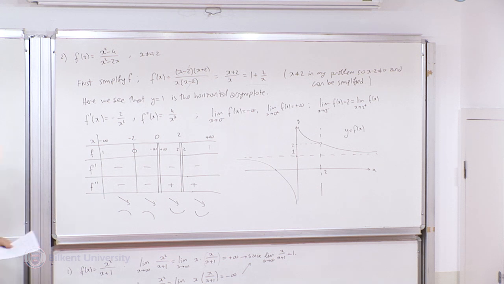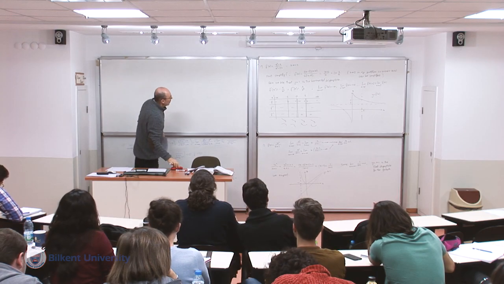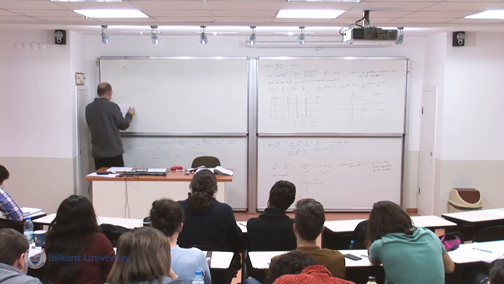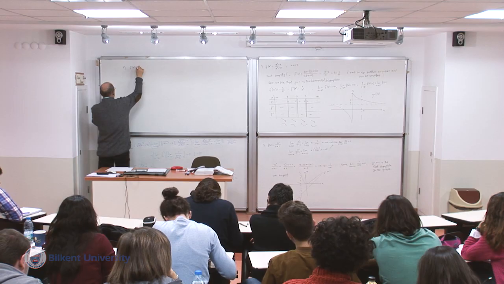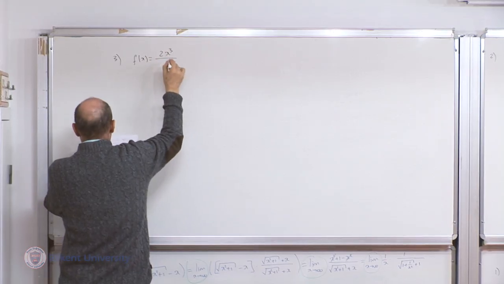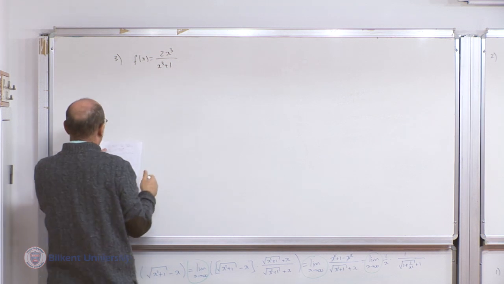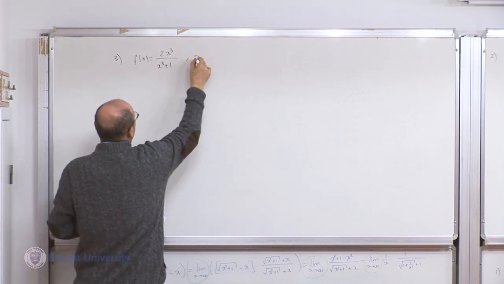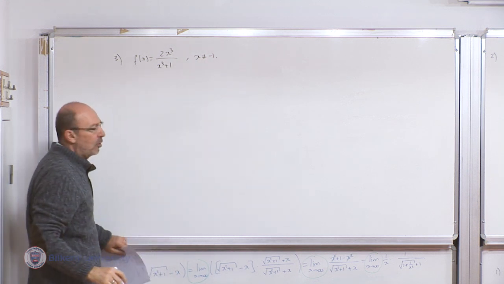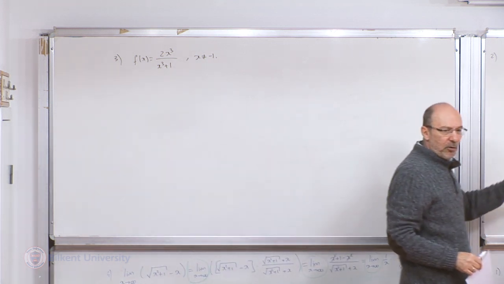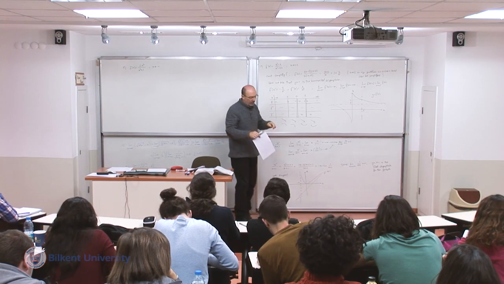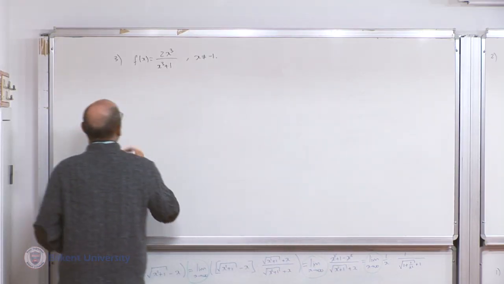Okay, so let's see. I have some interesting examples. Let's look at this one now. f of x equal to 2x cubed divided by x cubed plus 1. So you see that this is when x is different than -1, because at that point the function is not defined. So let us follow this. If something works, don't change it. So first simplify this.